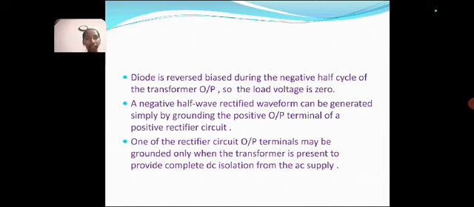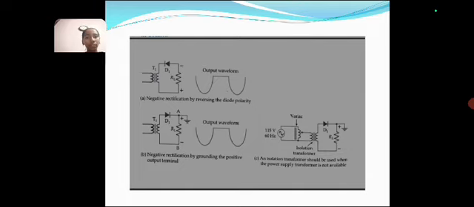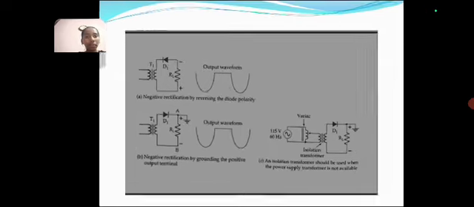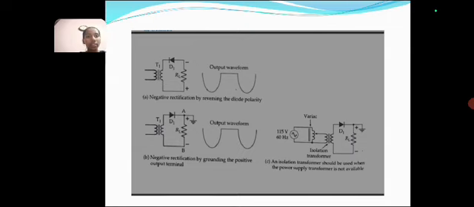One of the rectifier circuit output terminals may be grounded only when the transformer is present to provide complete DC isolation from the AC supply. So here we can observe how the negative half cycle is produced. When the current is passed, the diode reverses the polarity, and during the negative half of the cycle we get the negative cycles, and during the positive half cycle we do not get any waveform, instead we get a single line.